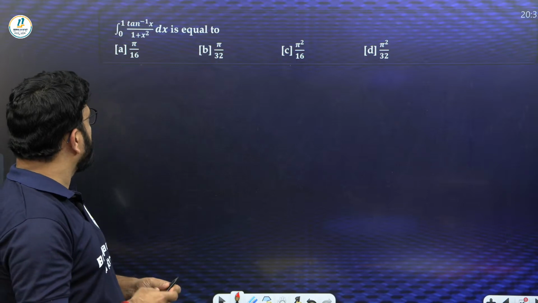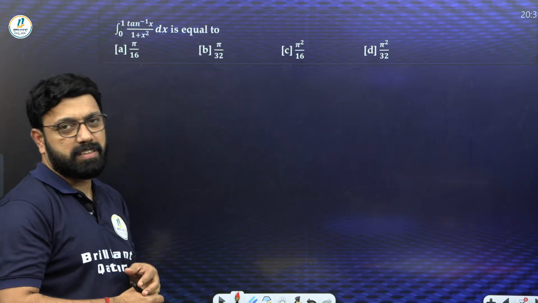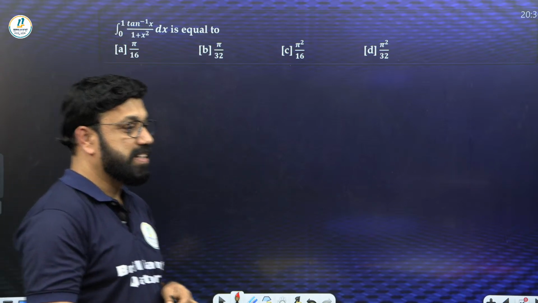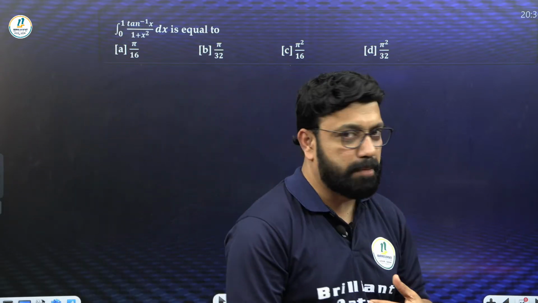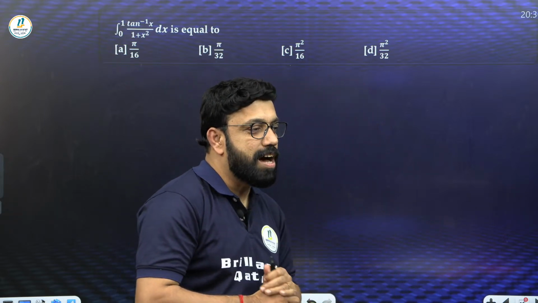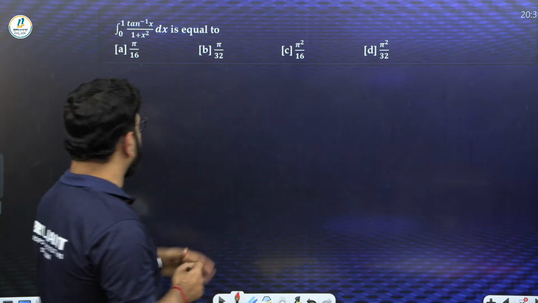Integral 0 to 1 of tan inverse x by 1 plus x square. You know which method that is? Substitution method. Again substitution method, since different types of substitutions are there. Previously asked questions were selected, which is why we keep only different types of questions.